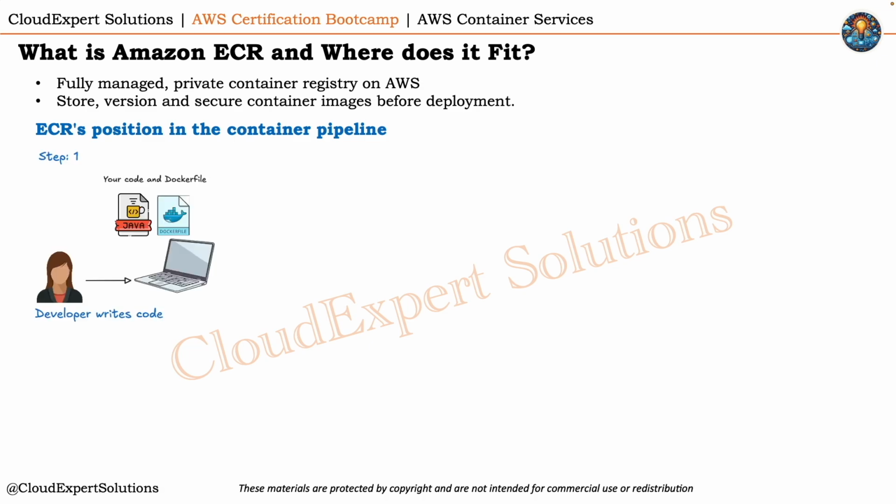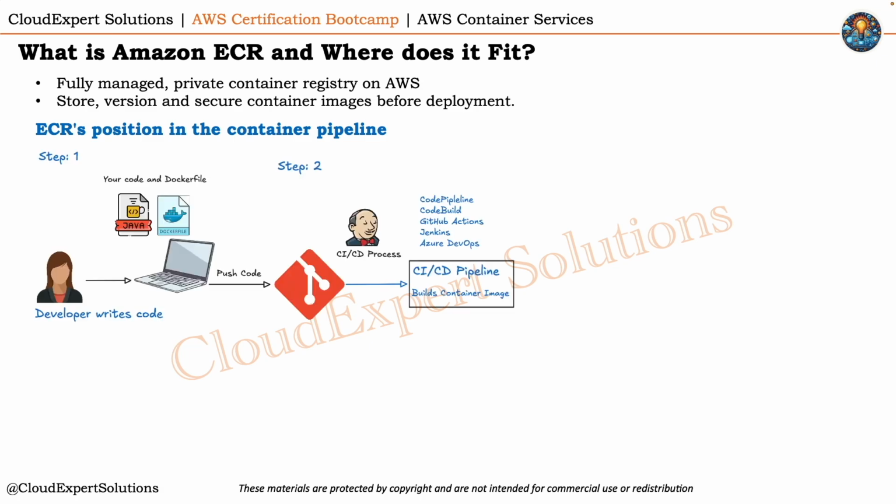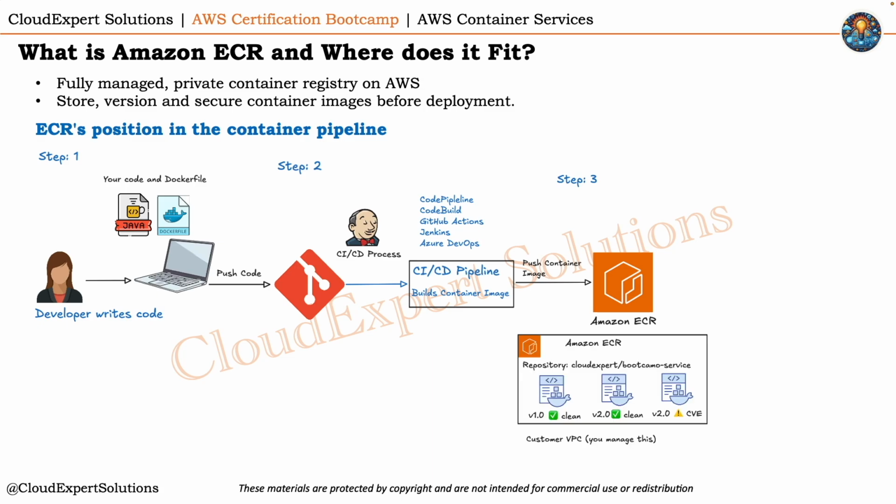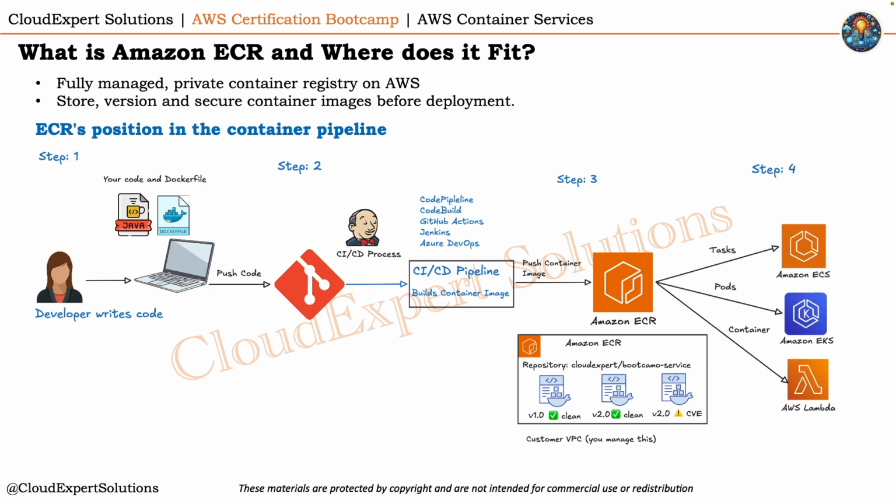Your developer writes code and a Dockerfile. The developer pushes the code to a code repo, and your CI/CD tool, which could be CodePipeline, CodeBuild, GitHub Actions, or Jenkins, builds a container image from that Dockerfile. The image gets pushed to ECR, tagged with a version. ECR stores it, scans it for vulnerabilities, and keeps it available. When ECS or EKS need to run a new container, they pull the specific image version from ECR. ECR is the bridge between your build system and your runtime.